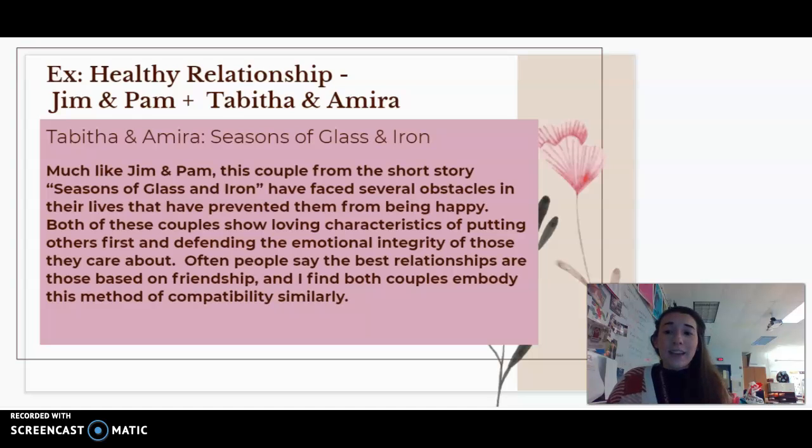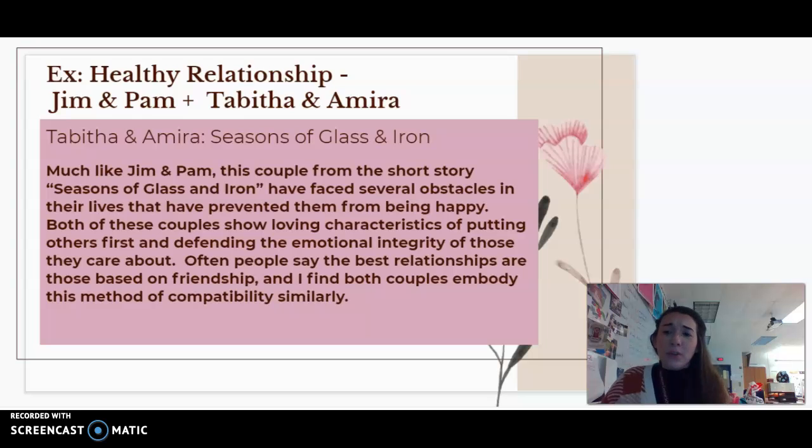In NCIS, I think that Gibbs and Abby have a beautiful relationship. It's not an intimate relationship. It is more of a friendship, and maybe even more of a parental relationship, like a guardian. And I think that is beautiful. Maybe you want to compare that to one of the sets of characters that we are currently reading about. But those are just some examples.